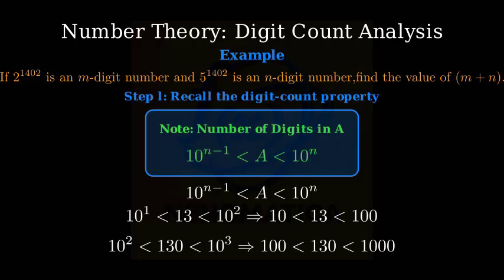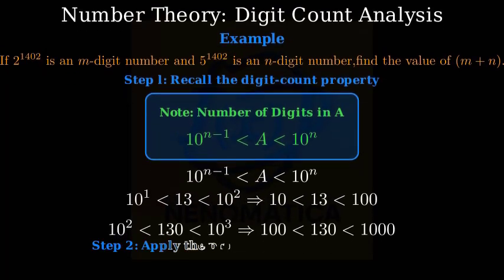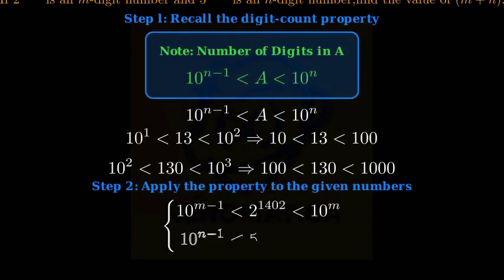Similarly, 130 is a 3-digit number, which means it's greater than 10 to the power of 2, and less than 10 to the power of 3. So 130 is greater than 100, but less than 1,000. Now, let's apply this property to our problem. Since 2 to the power of 1402 is an m-digit number, we can write that it's greater than 10 to the power of m minus 1 and less than 10 to the power of m. Similarly, since 5 to the power of 1402 is an n-digit number, we can write that it's greater than 10 to the power of n minus 1 and less than 10 to the power of n.